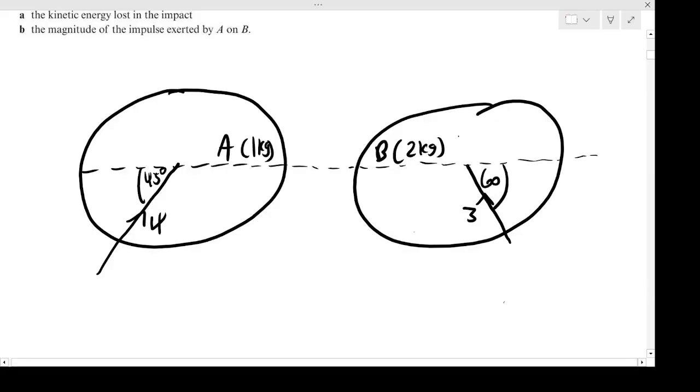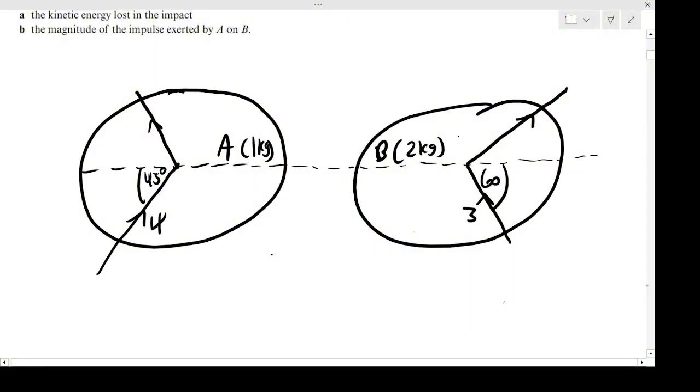Now, obviously they're going to collide, right? And if you can imagine it, if A is going to move like this, it's going to rebound at a speed like that. Okay, hopefully you can see that. That's the direction A is going to go. Likewise, B, you can imagine, is going to rebound like that. Okay, hopefully you can visualize that, right? And so there we are.